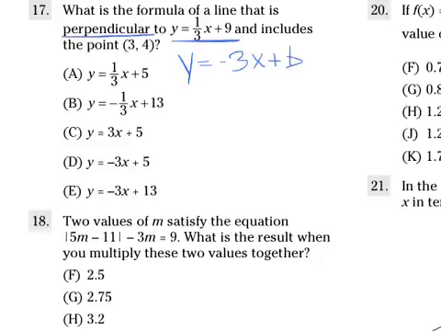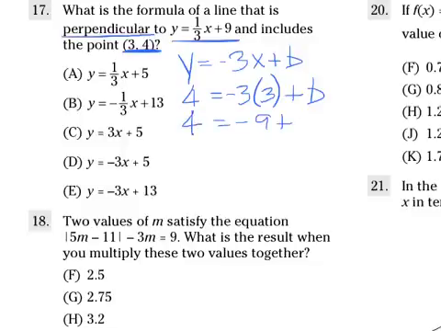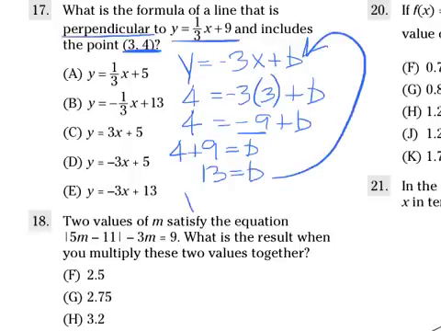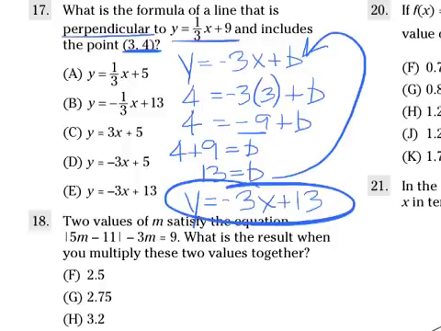But we don't know the y-intercept of this one. So what we have to do is use this point, (3, 4), and plug in 4 for y and 3 for x. Then solve. 4 equals -9 plus b. If I move this over, it becomes plus 9. So I have 13 equals b. Put that back in right here, and y equals -3x plus the 13 we just found. And that is choice E.